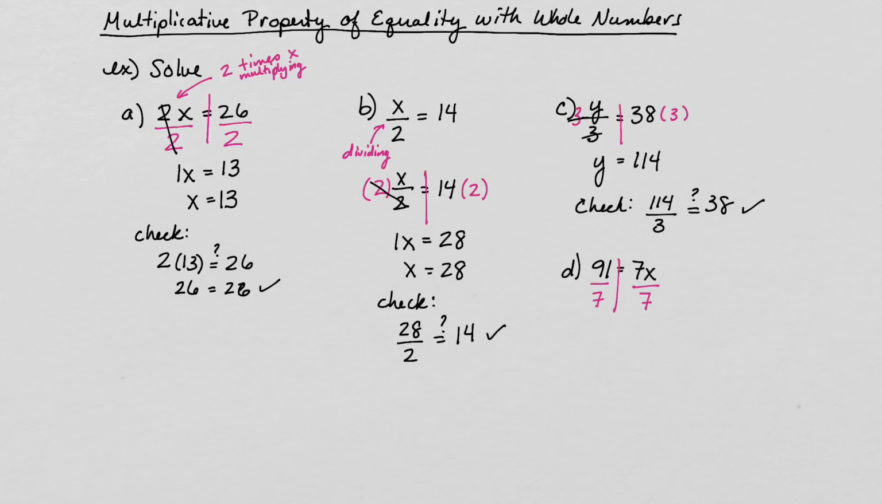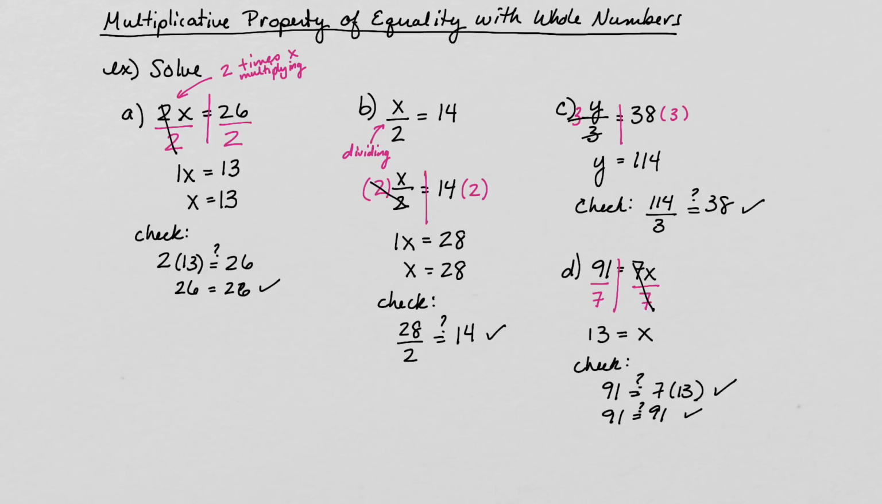And so if I do that, here they cancel, so we're just left with x, and then 91 divided by 7 is actually 13. And if I check that, is 91 actually equal to 7 times 13? If you check 7 times 13, that's 91. So it does actually work out. You end up with 91. Is 91 equal to 91?